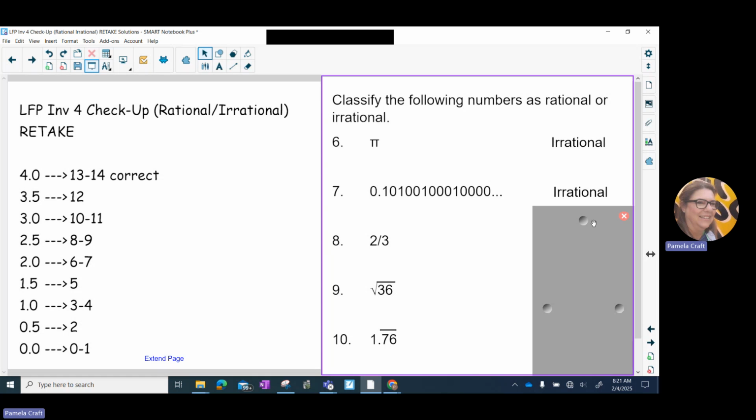Number 8, you have 2/3, and by definition, if it can be written as a fraction, it is rational. Number 9, the square root of 36 is a whole number, 6, therefore can be written as a fraction and is rational. And finally, number 10, we have 1.76 repeating. And again, if the decimal is terminating or repeating, it is a rational number.